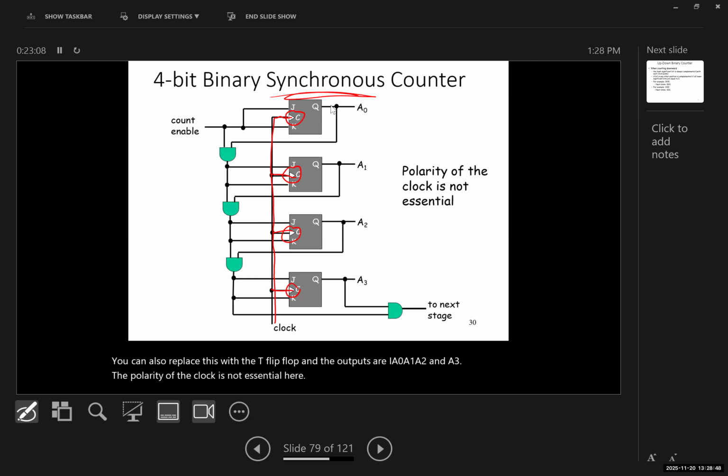And finally, we get an output which is connected to the AND gate and goes to the next stage, which is, technically, going to be the carry for the next stage if we want to connect another IC to this.